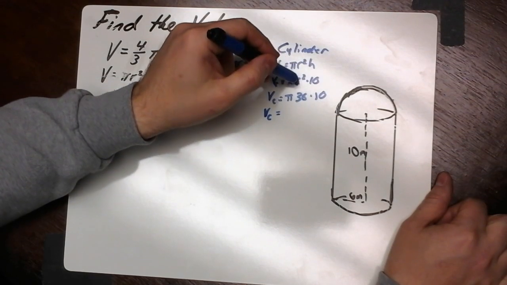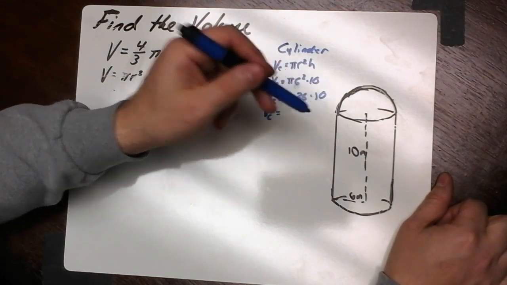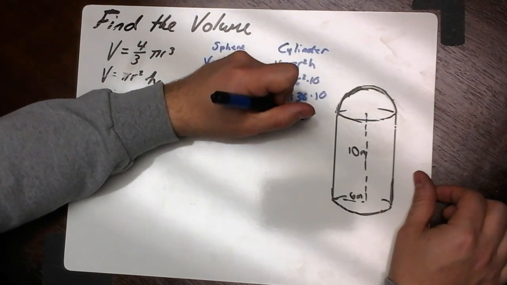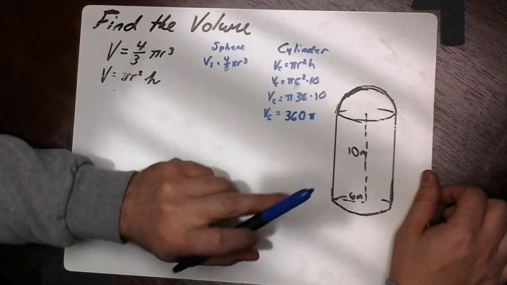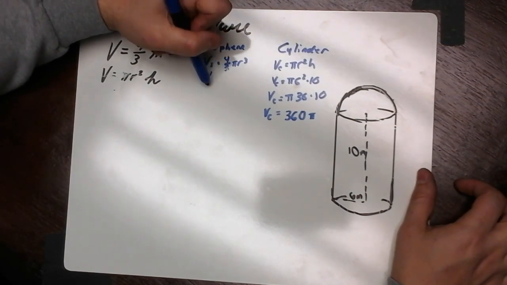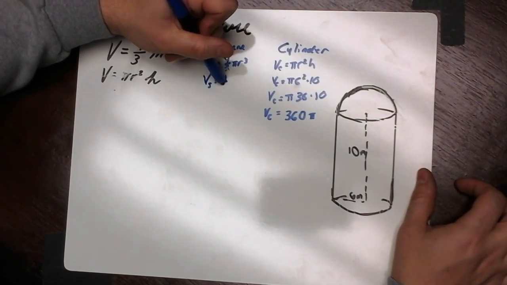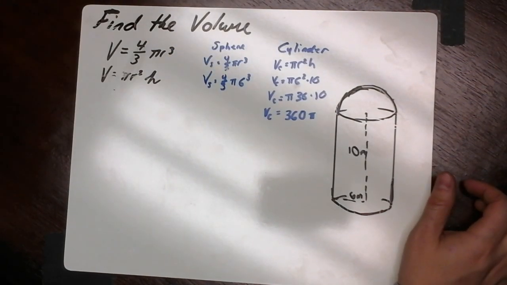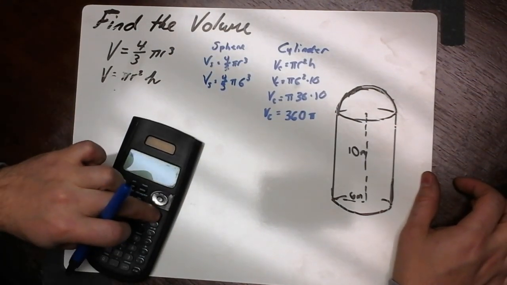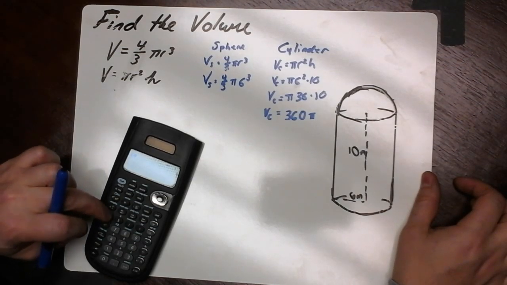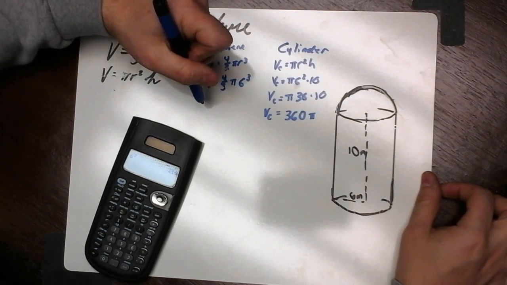So 6 squared is 36. 36 times 10 is 360 pi. With a little bit of experience, you can do that too. Now, V is 4/3 pi 6 cubed. So I don't know what 6 cubed is off the top of my head. That's 216.